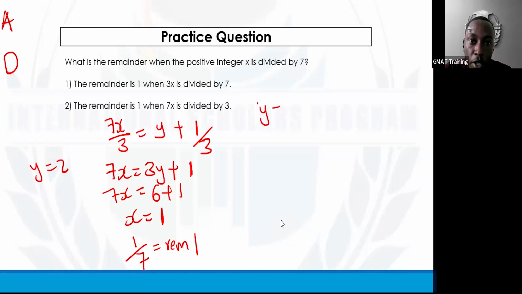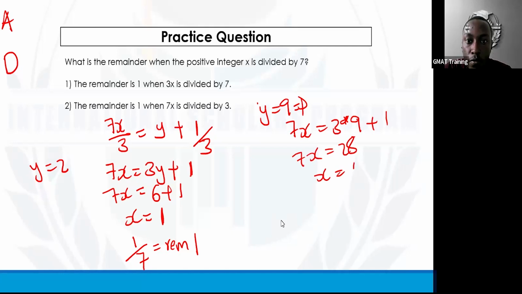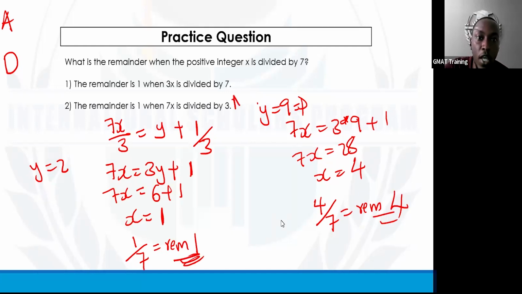So when y equals 9, we have 7x equals 3 times 9 plus 1, which is 27, 28. So 28 equals 7x, and x equals 4. That's the value for x. So if 4 is divided by 7, then you have a remainder of 4. So remainder of 1, remainder of 4, not consistent. Therefore, statement 2 is not sufficient, again, just as in the previous question. And therefore, this is out. And our answer will be A.